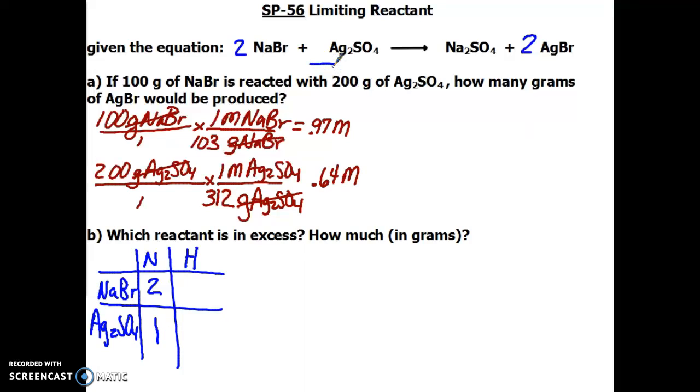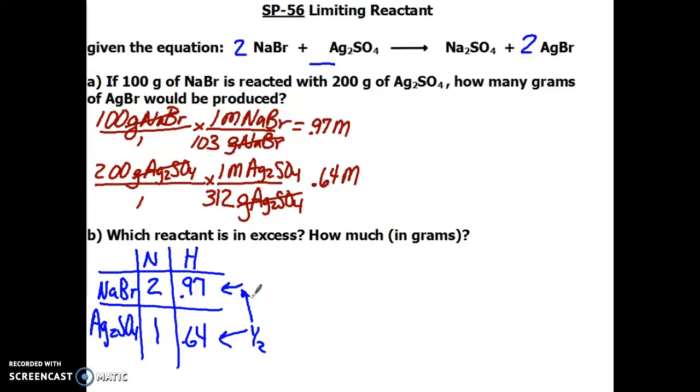The have comes from what we just got through doing in A. We have 0.97 moles of NaBr, and we have 0.64 moles of the Ag2SO4. All right, we started with a 2 to 1, because a 2 to 1 makes life pretty simple. And what this is saying is that I need twice as much NaBr as I have Ag2SO4. So that means that this number right here has to be twice of this one, or we can look at it the other way. This one right here has to be half of that one.